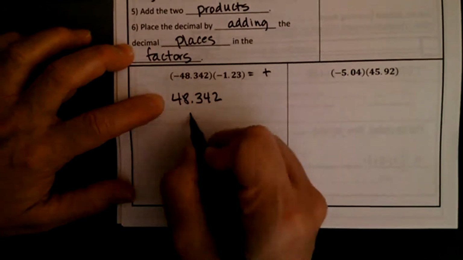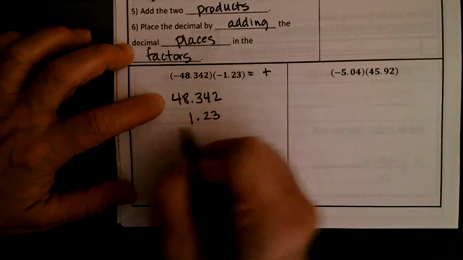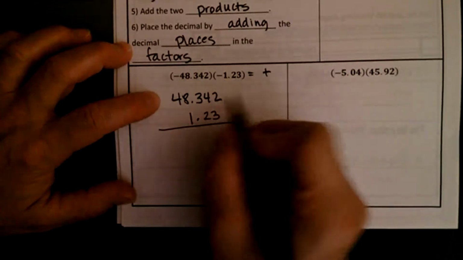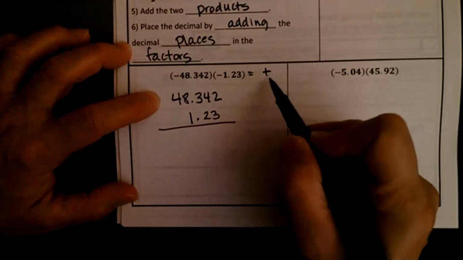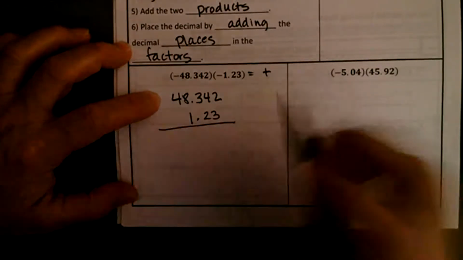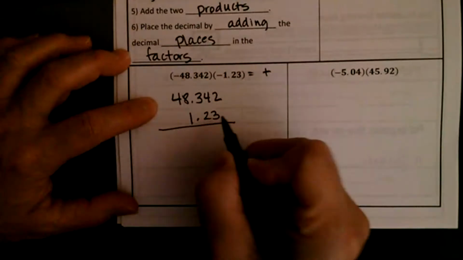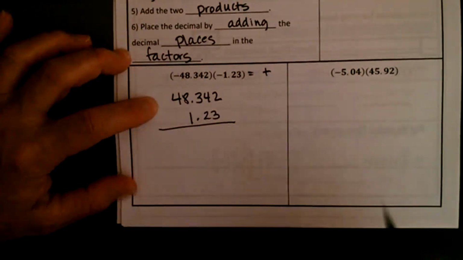342 times 1.23. I'm ignoring the decimals. Ignore the decimals, okay? And I'm also ignoring the signs because I already put the sign of my answer. I don't need to deal with it anymore. So I'm just going to do it kind of fast.